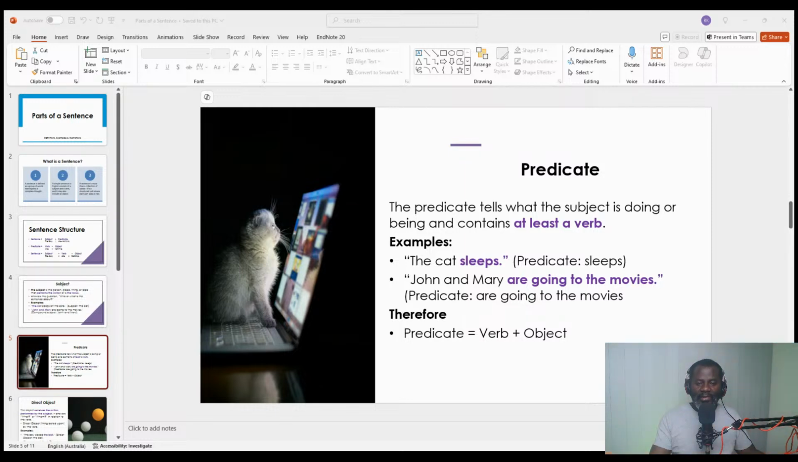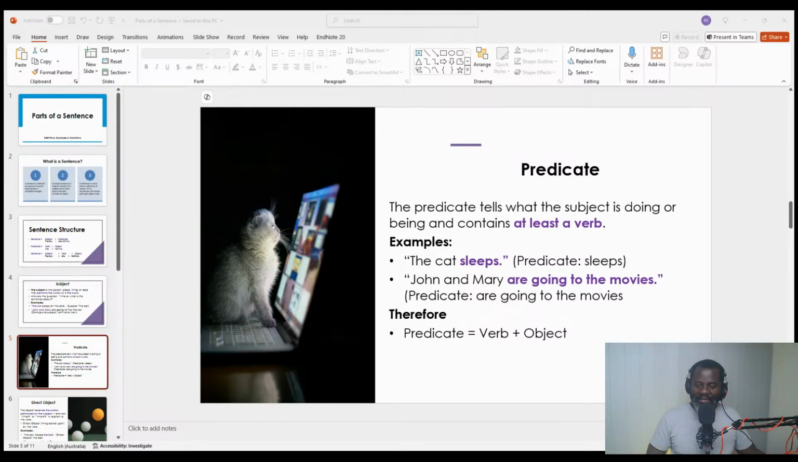Now, let's differentiate this with indirect objects. An indirect object tells us to whom or for whom the action is performed, and it precedes the direct object. Now, we need to remember this, that the indirect object comes before the direct object. Let's look at an example.